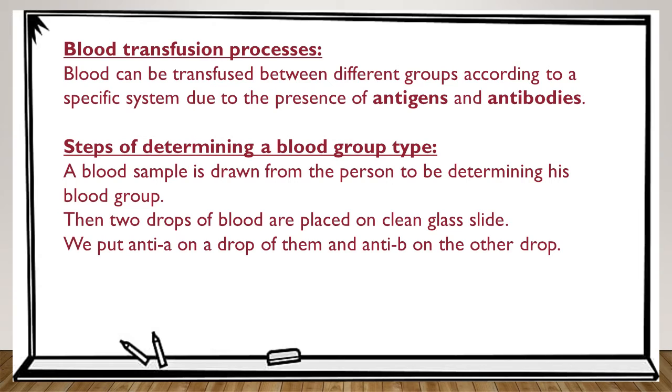Steps of determination of the blood group in the lab. How can the lab technician know the blood group? Number 1, a blood sample is drawn from the person to determine his blood group. Number 2, 2 drops of blood are placed on a clean glass slide. Then we put anti-A on one drop and anti-B on the other drop.